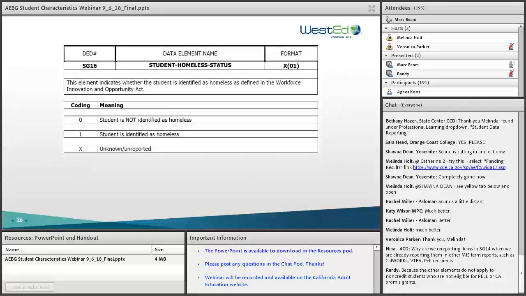SG16 is another tricky one. There's a new data element to track homeless status for students. Then we have to figure out a way to ask students if they were homeless, and how would you ask that question in a way that was consistent across the state. So we're going to seek input on that.